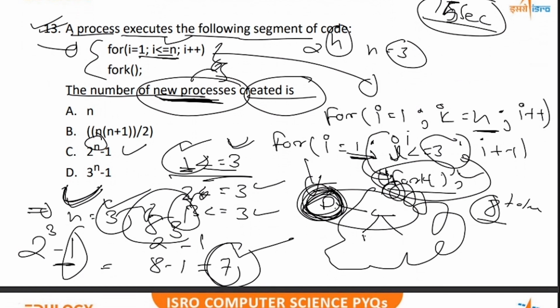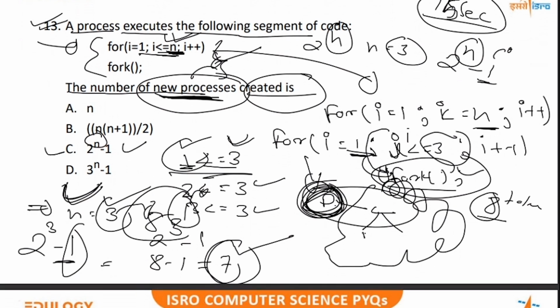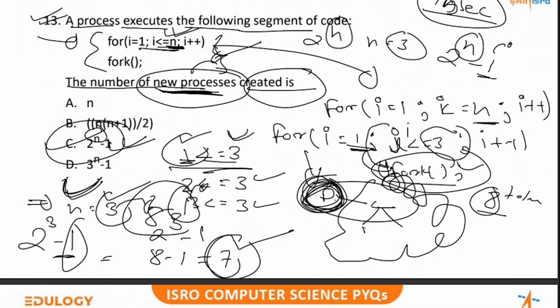Similarly, if in place of 3 there is n, we simply put 2 power of n, and we subtract 1 because this is our main process or parent process. After subtracting 1 we get only the new processes which will be created after executing this segment of code. So what will be the answer of this question? 2 power of n minus 1. This is simply the answer of this question.